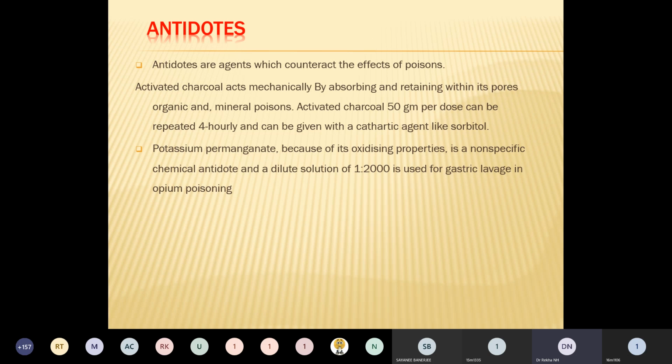Then the other universal antidote is potassium permanganate, because it has an oxidizing property, but it is a non-specific chemical antidote. Usually 1 in 2000 dilution is used for gastric lavage in opium poisoning. We can introduce this diluted solution into the GI tract, that is into the stomach, through Ryle's tube, as gastric lavage in opium poisoning.